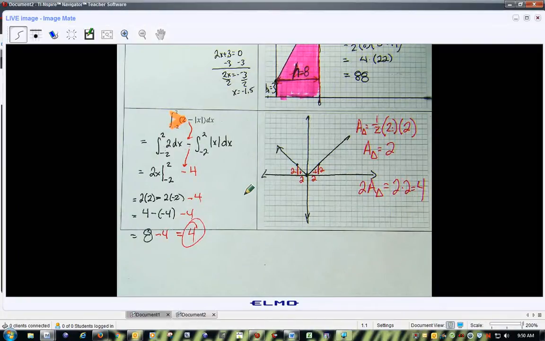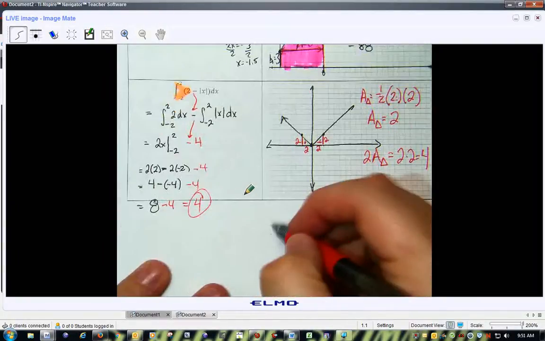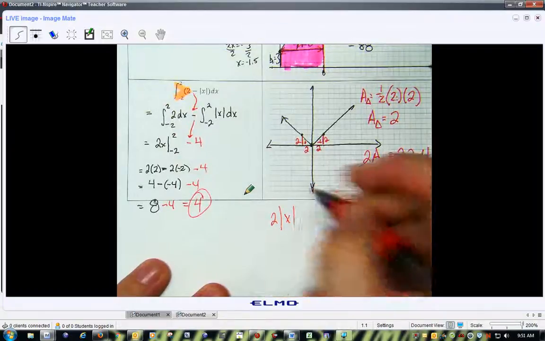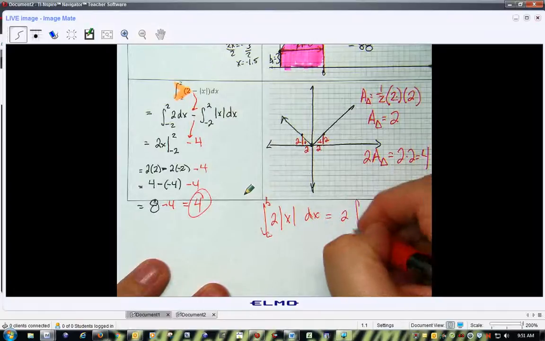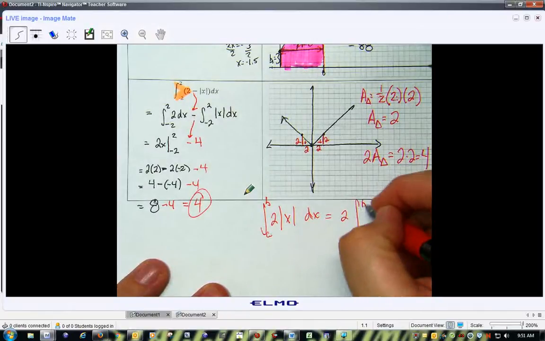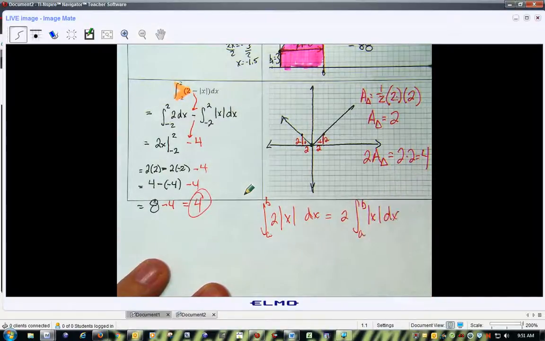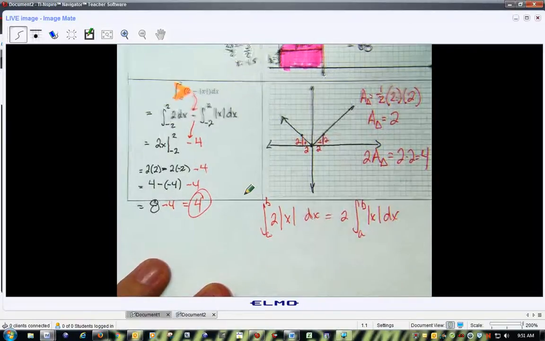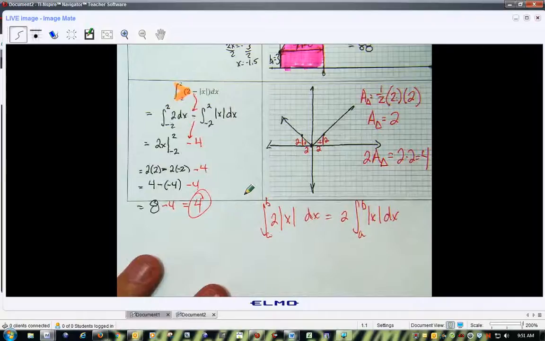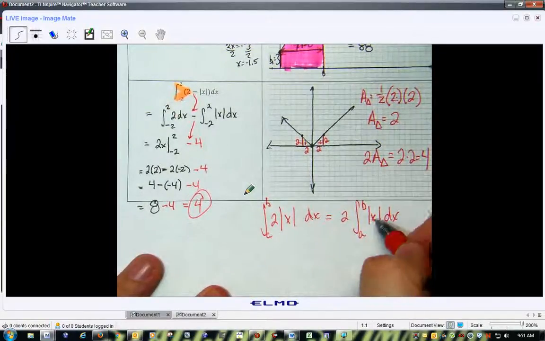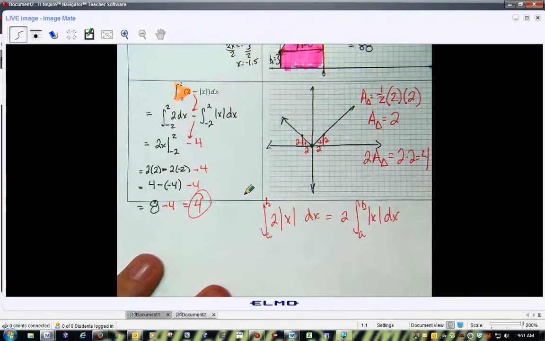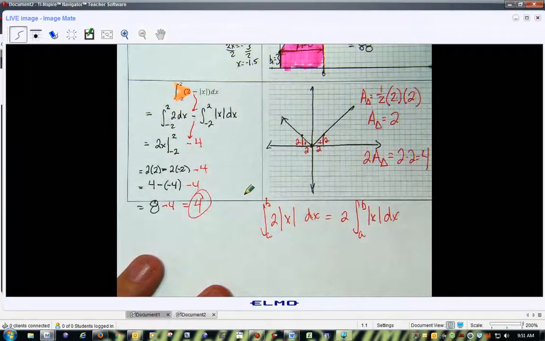If it was 2 times the absolute value of x, integrated from a to b dx, you could have made this into 2 times the integral from a to b of absolute value of x dx. You could have taken out the constant. You can't separate it into adding anything because you're not adding anything, but you can separate the constant out and just worry about absolute value of x. And then whatever you get, multiply by 2, and you're good to go.